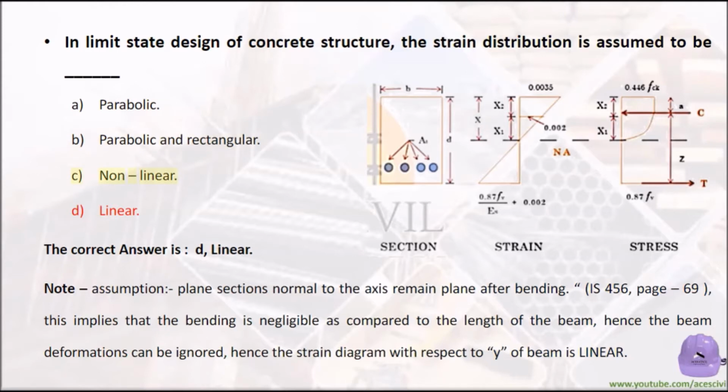Note assumption: plane sections normal to the axis remain plane after bending. IS 456, page 69. This implies that the bending is negligible as compared to the length of the beam, hence the beam deformations can be ignored, hence the strain diagram with respect to y of beam is linear.